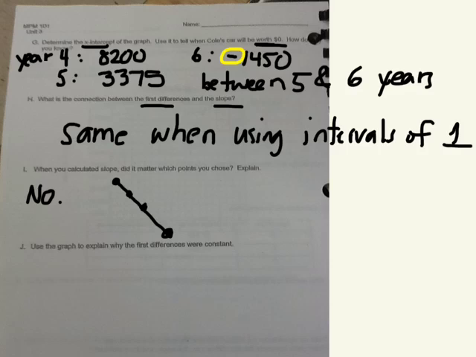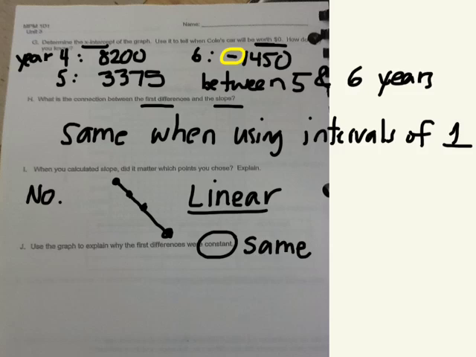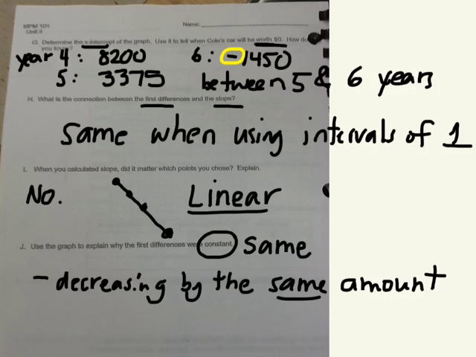And Cody just used a word. We'll talk about this. This is a linear relation. It's a straight line. Why are first differences constant? Why were the first differences the same? Because it's decreasing by the same amount every single time. And you can see that from the graph because it's a straight line.